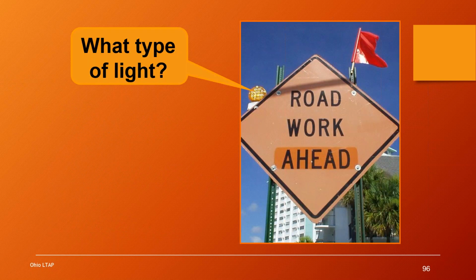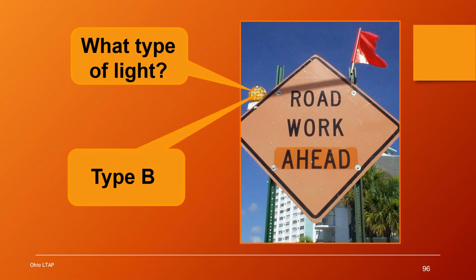So what type of light would we use on this sign, type A, B, or C, during the day for the road work ahead sign? We're trying to draw attention to this sign with the light. Since it's the daytime, that would be a type B light. That'd be a high intensity flashing light.